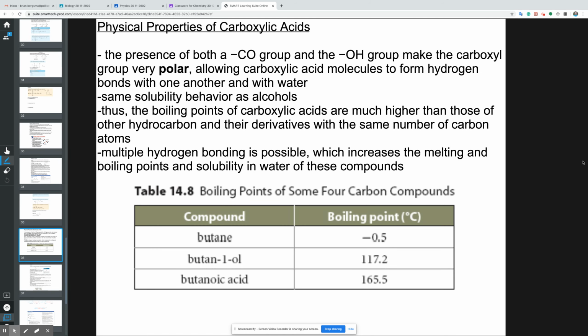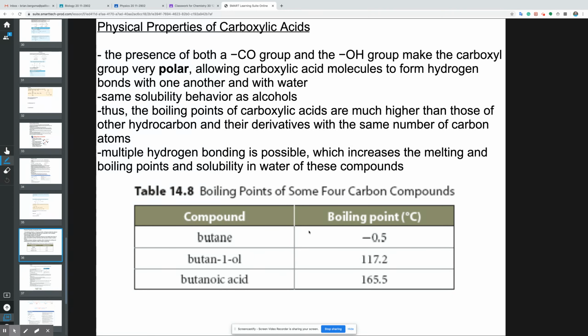Okay, some properties. So again, the presence of both a CO group and an OH group make carboxylic acid very polar. The carboxylic acid molecules form hydrogen bonds with one another and with water. So the solubility behavior is about the same as alcohols. Thus, the boiling points of carboxylic acids are much higher than those of other hydrocarbons, and about similar to alcohols. Multiple hydrogen bonds are possible, which increases the melting points and solubility in water of these compounds.